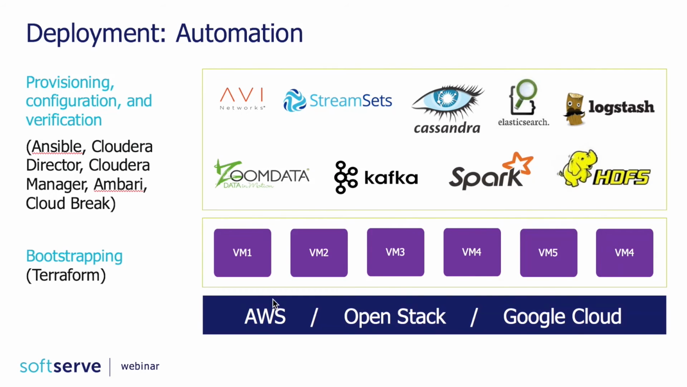I really suggest data scientists understand how it works and at least demand the same level of automation as I just described, right? So some of the tools which are used for the automation are Ansible, Cloudera Director, Cloudera Manager, Ambari, Cloudbreak. While for bootstrapping, for creating virtual machines and populating them with software, a good tool is Terraform or Vagrant or other very nice tools.